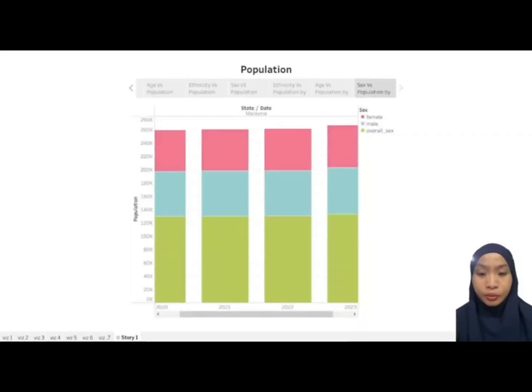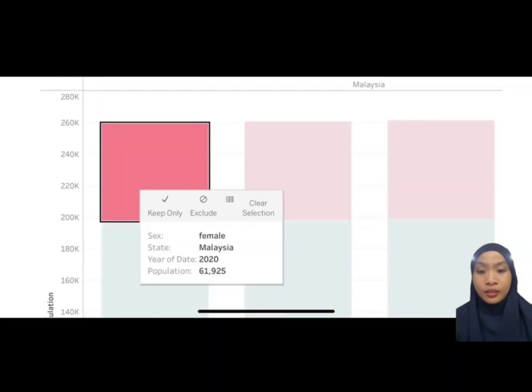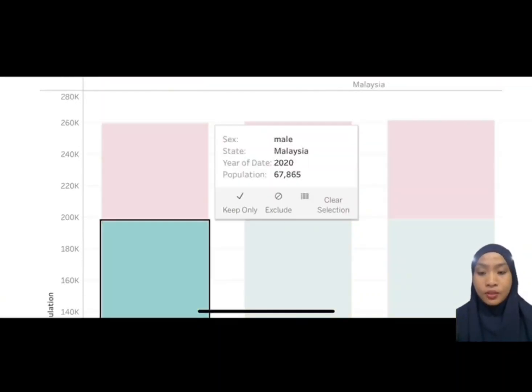The bar graph charts the population distribution by gender across consecutive years, which is in 2020, 2021, 2022, and 2023 in Malaysia. Each bar corresponds to a specific year and showcases the population count of males and females. Examining the data, a consistent growth trend in the total population emerges over these years. In 2020, the total population stood at 129,790, comprising 61,925 females and 67,865 males.